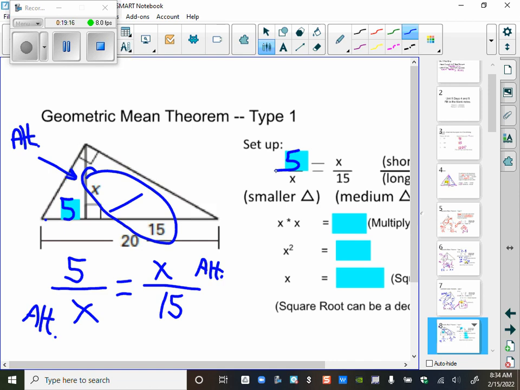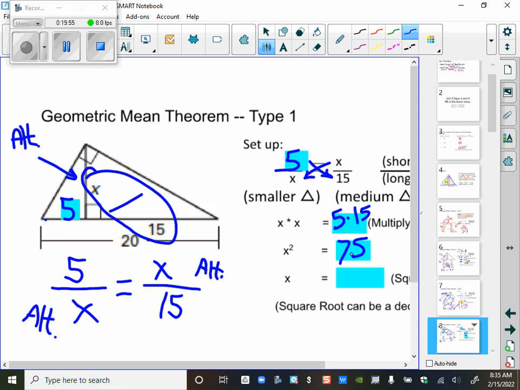Now, we're in a position where we can do our cross multiplication. I want you all to try this one. Do our cross multiply. So what two numbers are we going to multiply here? 5 times 15. 75. 5 times 15 is 75. Then the last step, what do we have to do? Square root of 75. Do it.